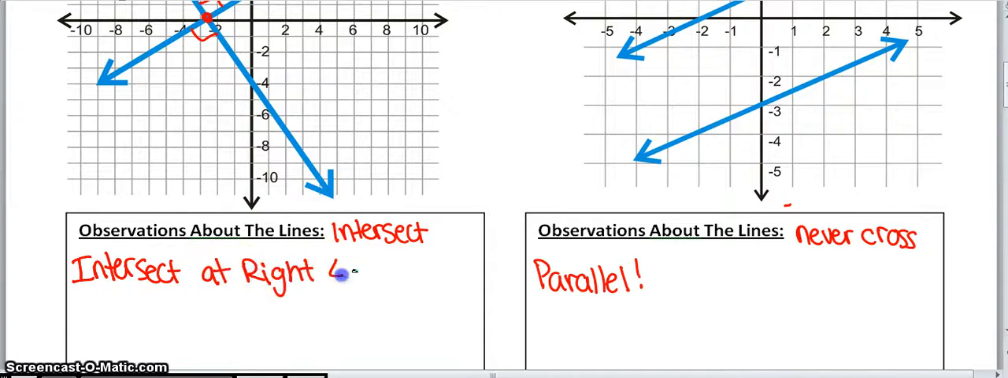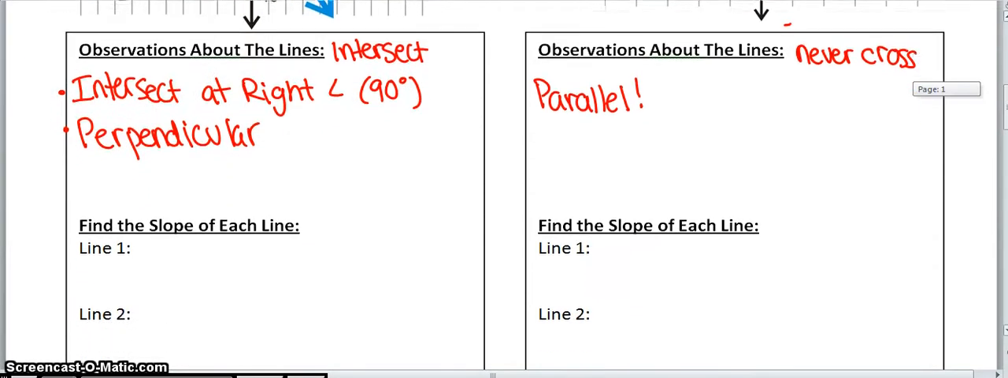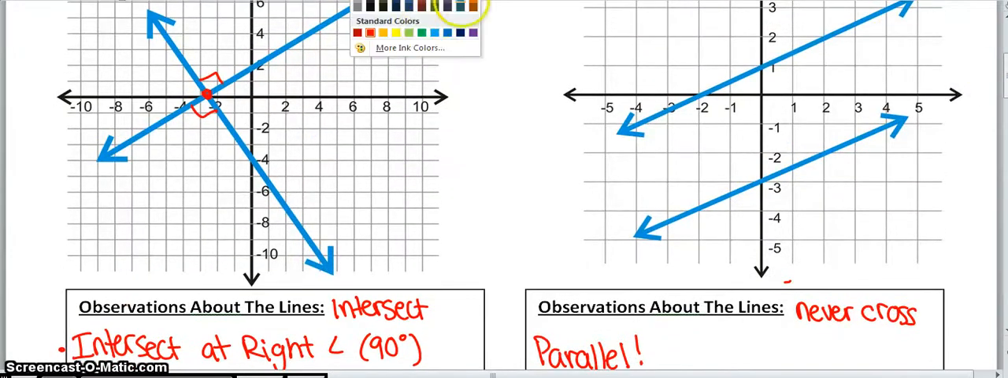Or you can say that in a few different ways. You can say they meet at 90 degrees, or the more precise word, like parallel for these lines, is perpendicular. These are perpendicular lines. Now, for the sake of our investigation, I'm going to tell you these lines are perpendicular. So we're going to figure out what about the slope makes these lines parallel or perpendicular. I think the easier one to start with is actually parallel. So we're going to start there and go backwards.